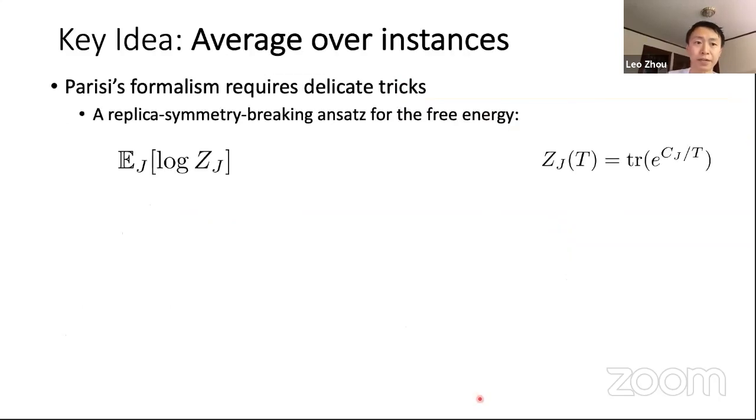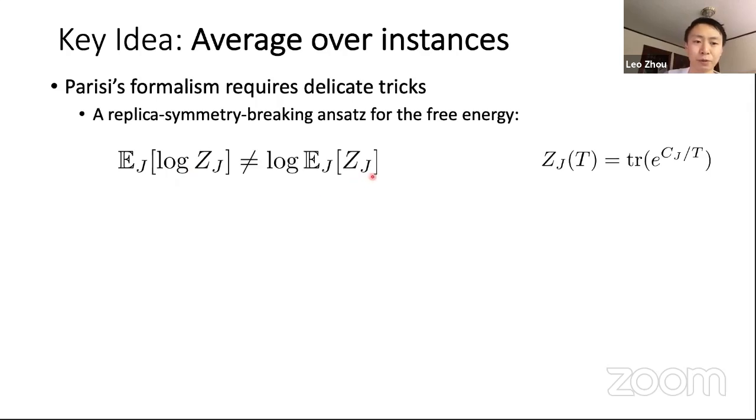I will now sketch a little bit of the basic key idea behind our result. This is essentially the main reason why we make such progress: we are able to really average over the different instances. So I would like to first go back to Parisi's formalism. In order to find the maximum energy, Parisi used some very delicate tricks. He tried to evaluate the free energy, which is the log of the partition function. As you can see, when the temperature T goes to 0, this is dominated by the maximum energy state. So this is how you get the maximum.